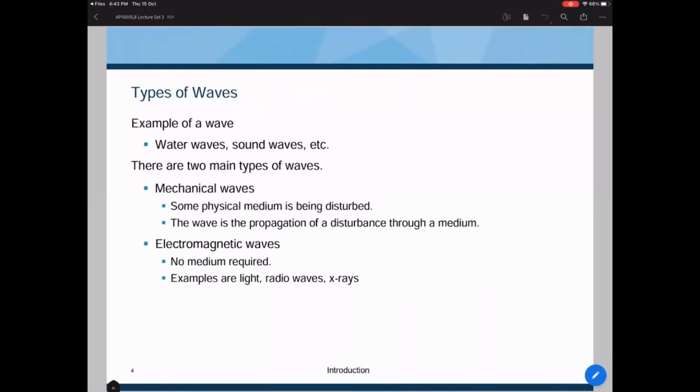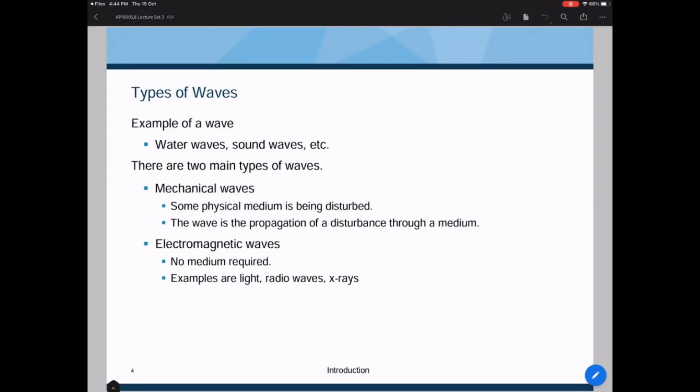There are many different types of waves, of course. You name it, water waves, sound waves, etc. But in terms of physics, there are specific methods in which we try to categorize the waves. We try to put them into different categories according to different methods. For example, we could categorize the waves according to their medium of transmission.